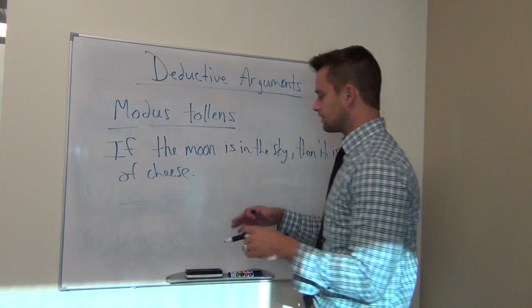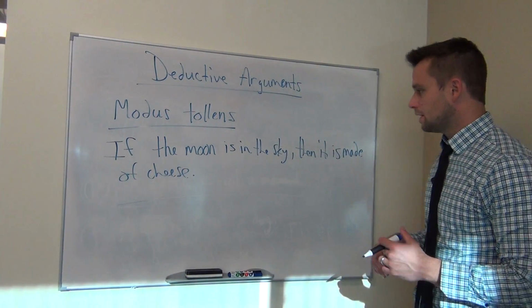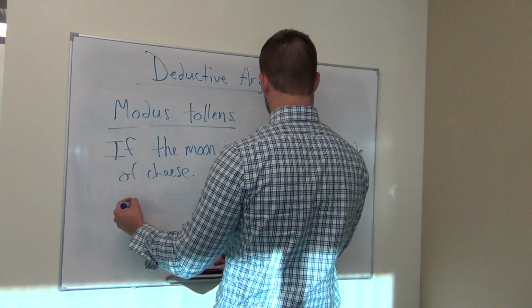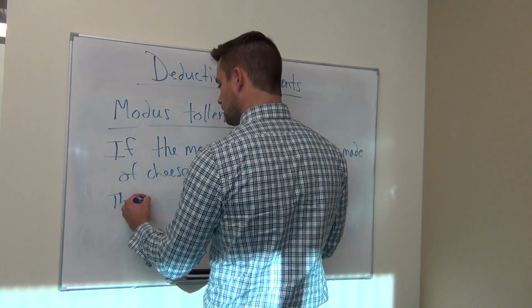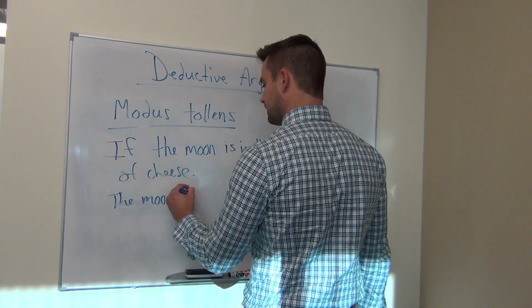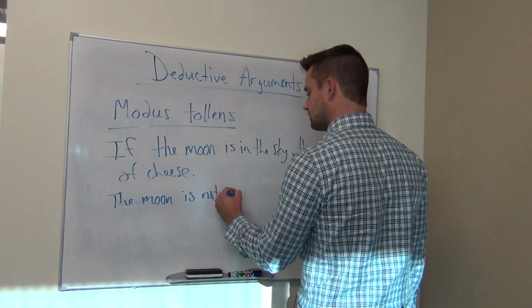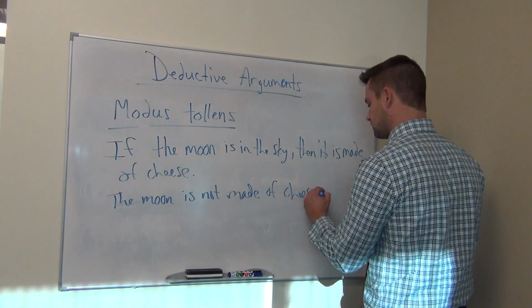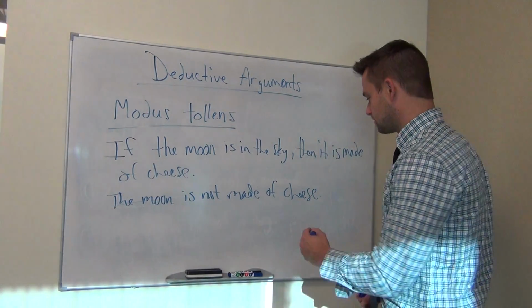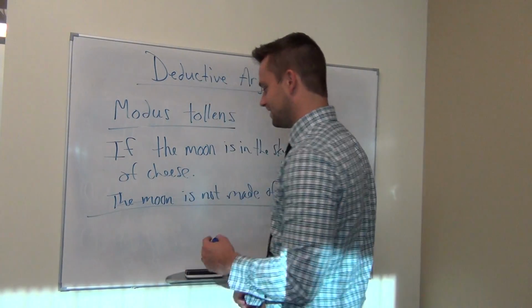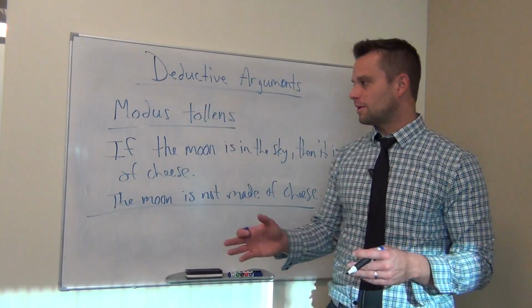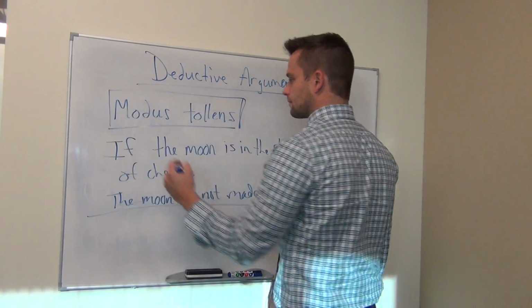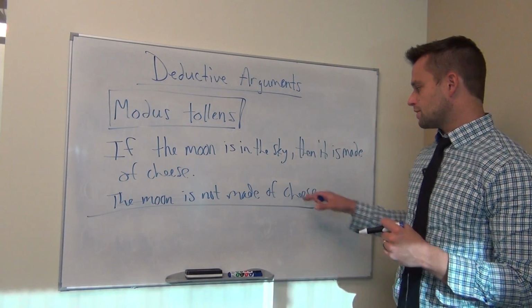I'm sorry, again, this is where I need a bigger board. So this is actually premise 1. The moon is not made of cheese, or composed of cheese, if you don't want to bring teleology into it. And if you don't know what I just said, that's okay. So the moon is not made of cheese.